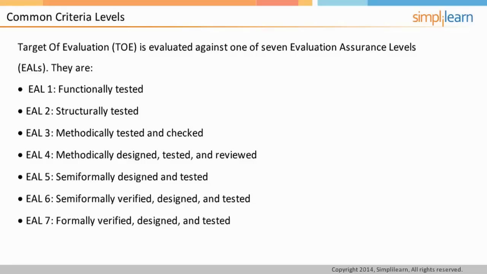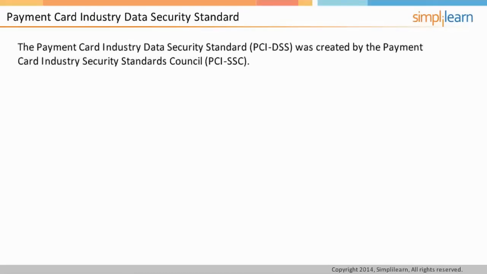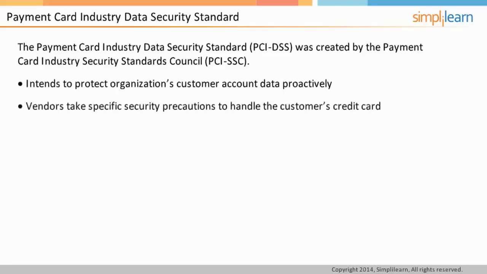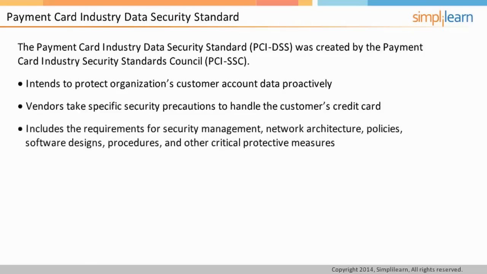We have covered 3 types of evaluation criteria so far. Let us now discuss the last type, that is, the Payment Card Industry Data Security Standard. The Payment Card Industry Data Security Standard, or PCI DSS, was created by the Payment Card Industry Security Standards Council, or PCI SSC. PCI SSC is made up of American Express, Discover, Mastercard, Visa, and others. It is intended to help organizations proactively protect customer account data. It seeks to protect credit cards by requiring vendors using them to take specific security precautions. PCI DSS includes requirements for security management, policies, procedures, network architecture, software design, and other critical protective measures. With this, we have covered all the 4 types of evaluation criteria. Let us now move on to the certification and accreditation process to evaluate the system.